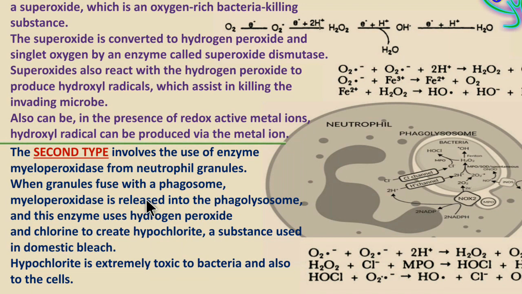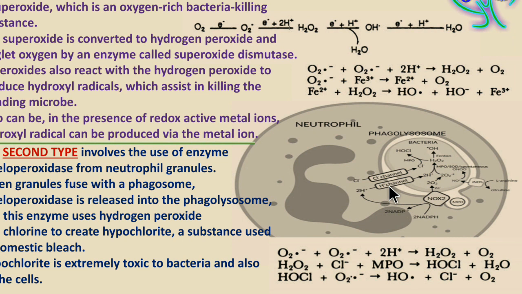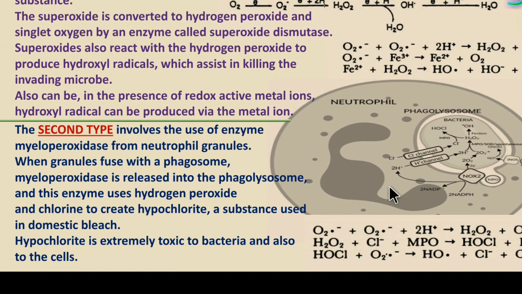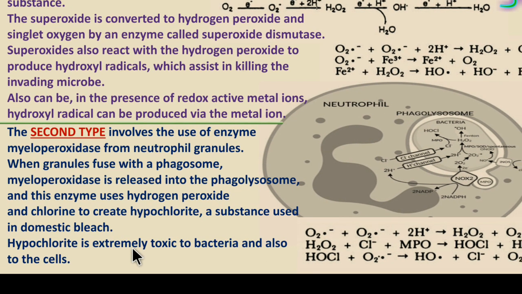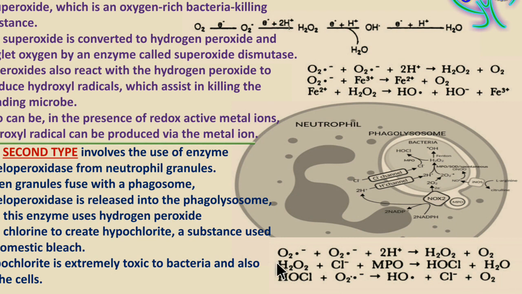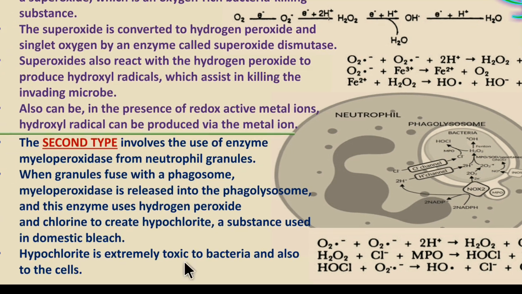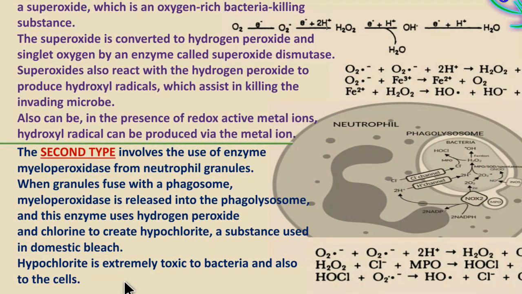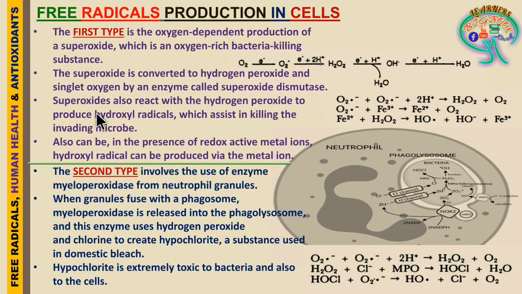Domestic bleach in the sense here, after the killing of the microbes, that has to be cleaned from the cells. That is the domestic bleach, which is the hypochlorite, which is extremely toxic, and it is going to show its effect as the free radical. So here, these are the two types of the oxygen dependent production of the free radical: the superoxide, hydrogen peroxide, hypochlorite, or any other form of the free radical.